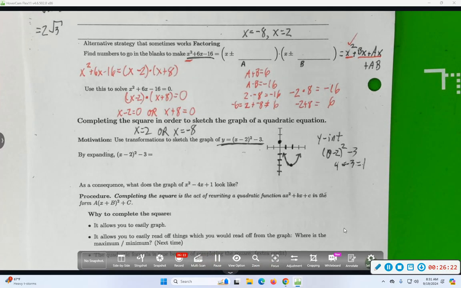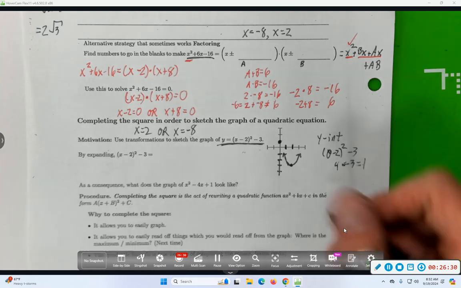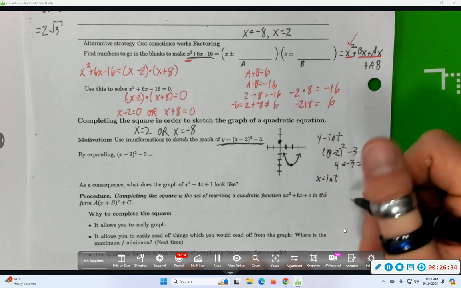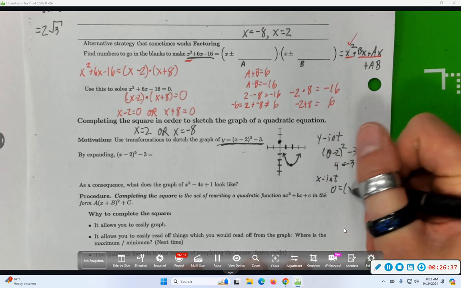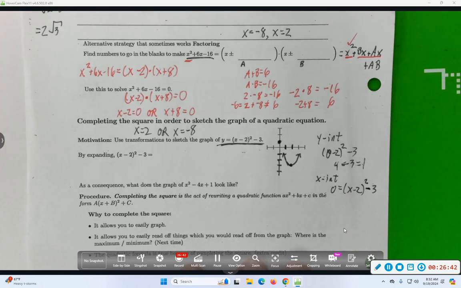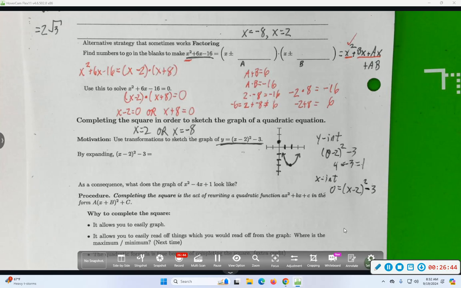How do you find the x-intercepts? Yeah. You plug in 0 for y, and you solve for x. So let's do that. To find the x-intercepts, it looks like I need to solve 0 equals x minus 2 squared minus 3. How many people would look at that and say, I want to FOIL out the x minus 2 squared so I can use the quadratic formula? That's fine, but your instinct is too mechanical. This is much easier to do without doing that.